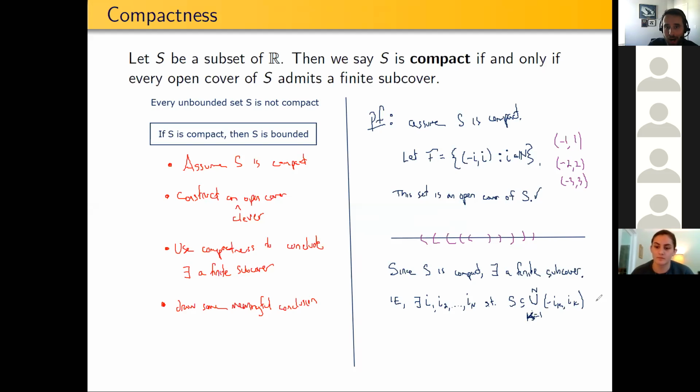Okay, but why does this necessarily mean that my set is bounded? Ooh, that's a good question, right? So I've chosen my F, I've shown it's an open cover, I've said that it admits a finite subcover, and here's my finite subcover right here. Why does that mean my original set must be bounded?